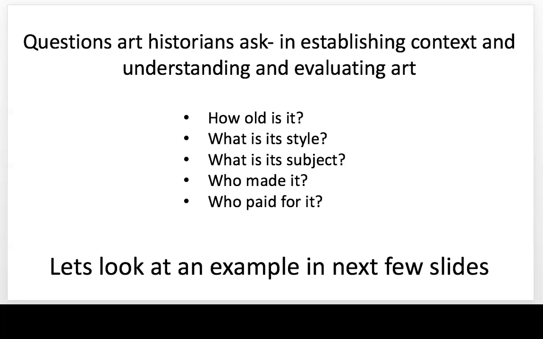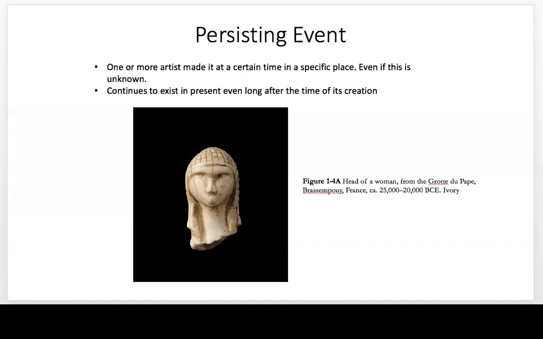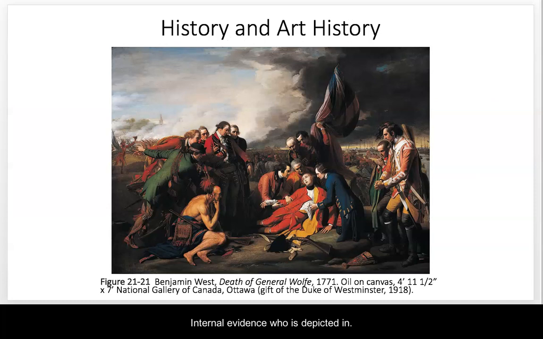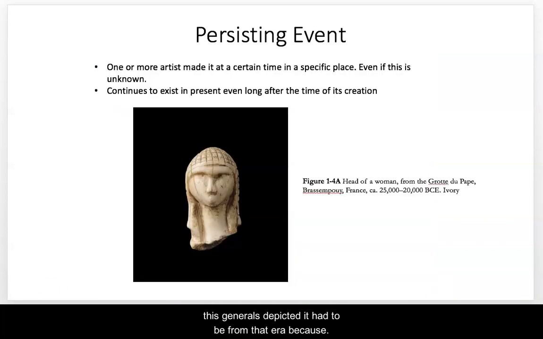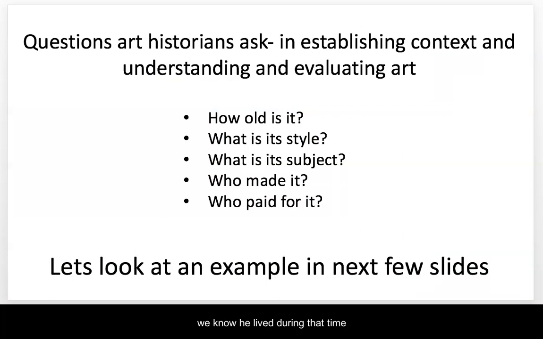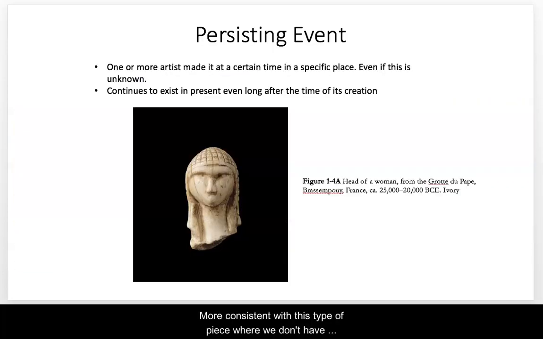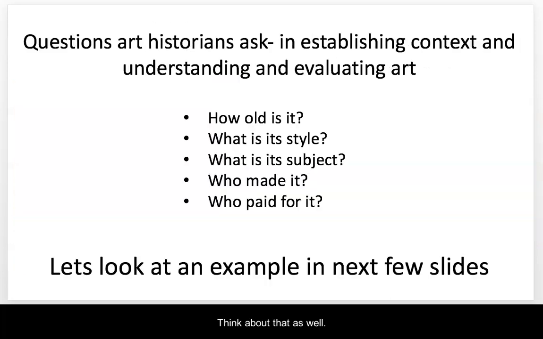So an example of that would be internal evidence. Who's depicted in it? If we didn't know it was made in this era, we could say, okay, this general is depicted. It had to be from that era because we know he lived during that time. And then stylistic, which is the most unreliable, but it's looking at it like a connoisseur and seeing if the style matches other things, which would be more consistent with this type of a piece where we don't have written evidence. We could look at the age, physical, but also stylistic, to think about that as well.